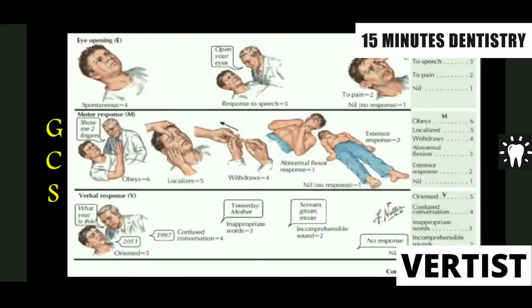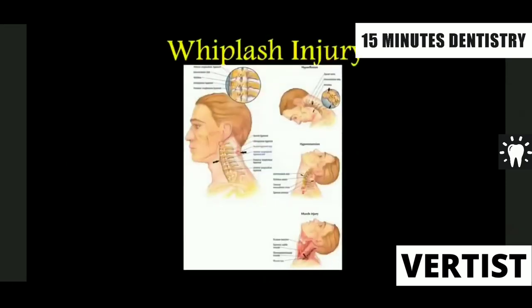Now, Glasgow Coma scale is not particularly restricted to trauma. It can also be used in moribund patients and patients who got stroke. So these are all the situations where we can use the GCS. It's very important to know GCS.